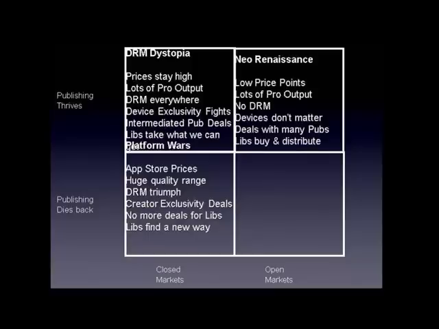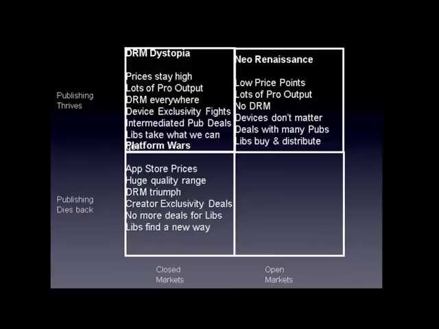All right, so neo-renaissance is what you might call it if publishing thrives and open markets thrive. All of a sudden, there's all kinds of different ways that you can get everything, which means the relentless downward price pressure of the internet is going to push everything down. Low price points, lots of pro output, because so many people are able to make a living as a writer in the presence of a big publishing industry selling on open markets. Devices then don't matter. You're selling platform-independent files that can work on all kinds of different things, because you can buy it anywhere you want. You could buy an ebook from an author's own site.